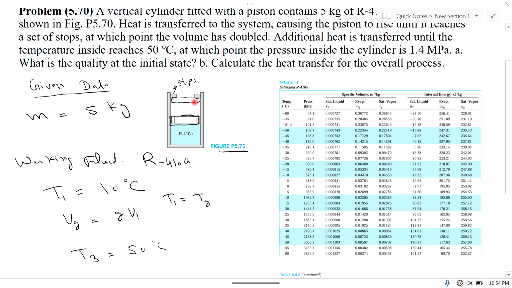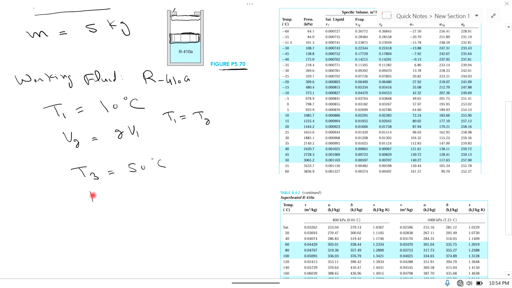When the piston is at this position and we further supply heat, the temperature increases, at which point the pressure inside the cylinder is 1.4 megapascal. Due to additional heat, P3 is equal to 1.4 megapascal. And as we know, 1 megapascal is 1000 kilopascal. So P3 in kilopascal is equal to 1400 kilopascal.